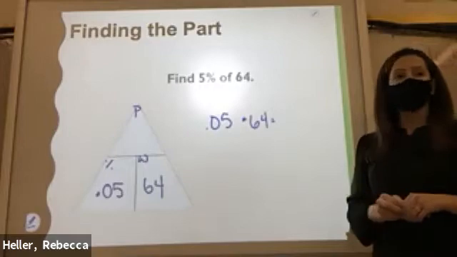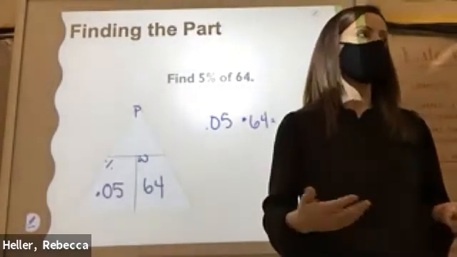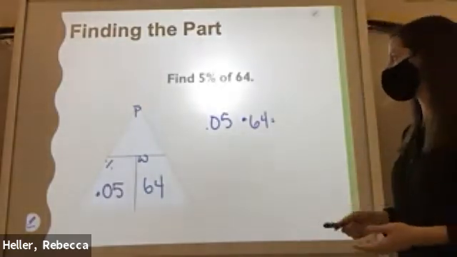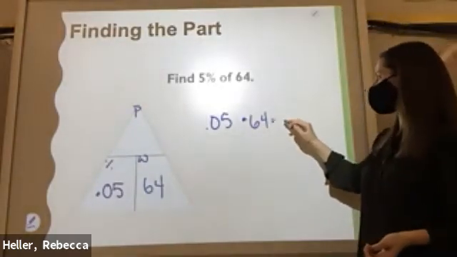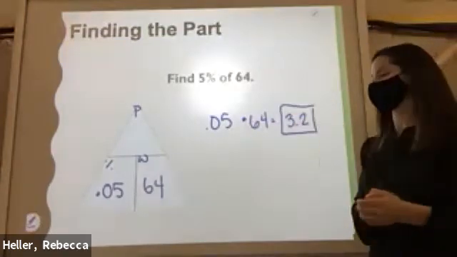So 5% of 64, 5% is 1/20th of 100, 0.05. So 0.05 times 64, we get 3.2. That's your answer. Okay?